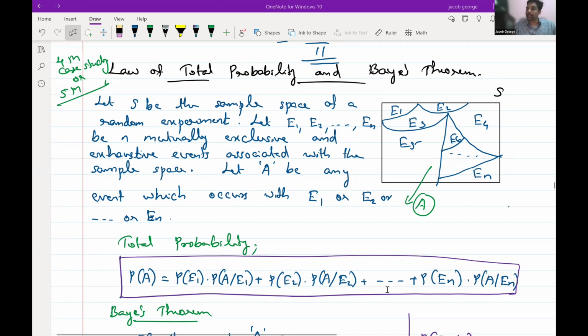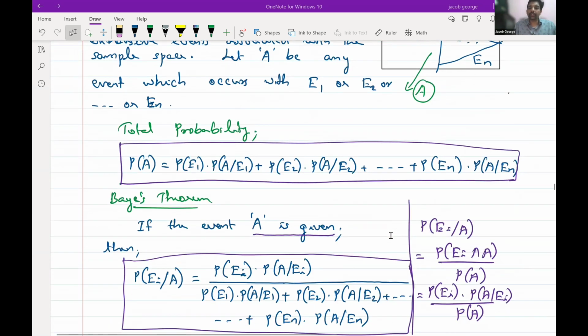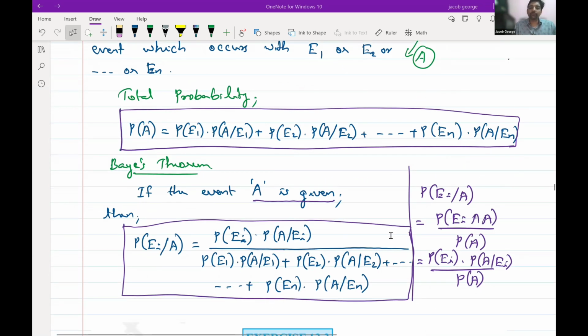Now in Bayes theorem, this A will be given. Capital A is given in a Bayes theorem. So in Bayes theorem, A will be given, and the problem is to find out P of Ei given A. For example, P of E1 given A or P of E2 given A. Like this, P of Ei given A is Bayes theorem. The problem in Bayes theorem is to find out P of Ei given A.